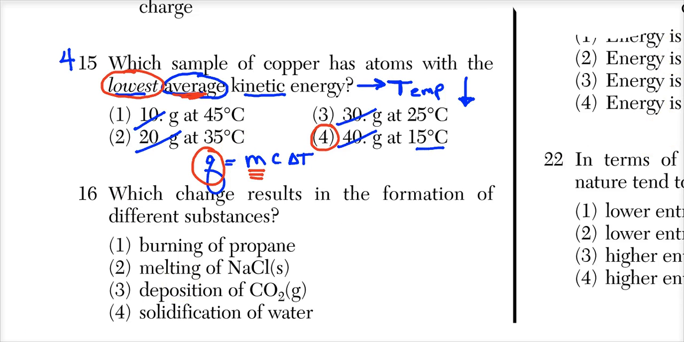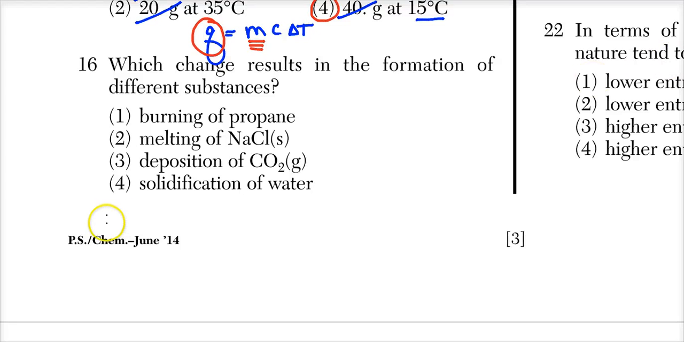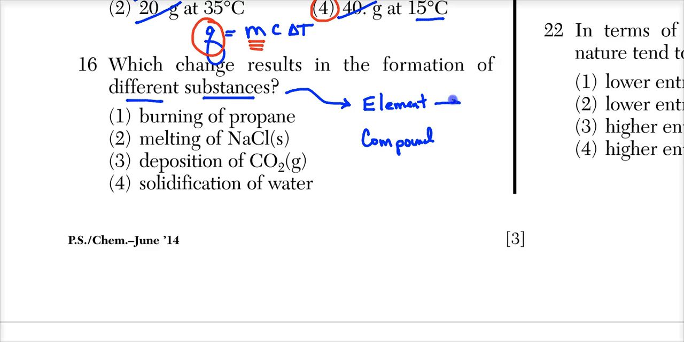Number 16. Which change results in the formation of different substances? If we are making different substances, you should know that a substance represents an element or a compound. Now, an element is just the same group of atoms. It could be diatomic, or it could be a standalone like gold. A compound is a specific ratio of 2 or more different atoms, as you've learned, like H2O is hydrogen and oxygen in a 2-to-1 ratio of hydrogen to oxygen.